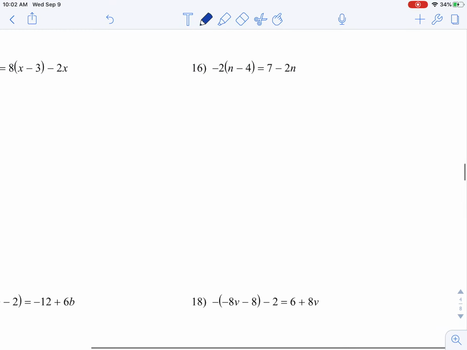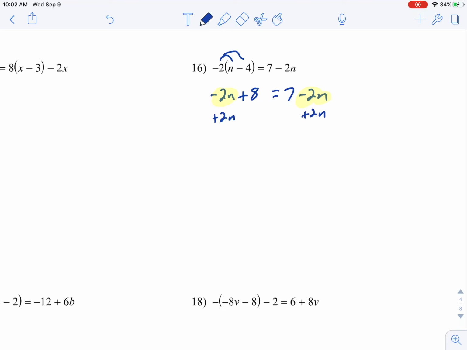All right, let's look at number 16. Kind of similar, starting off with a distributive property. -2 times n is -2n. -2 times -4 is +8. Now again, we need to get our variables together. So I'm going to add 2n to both sides.